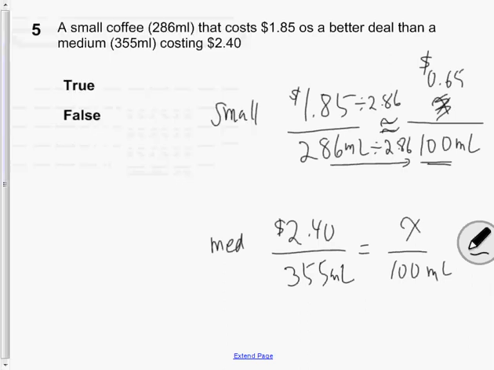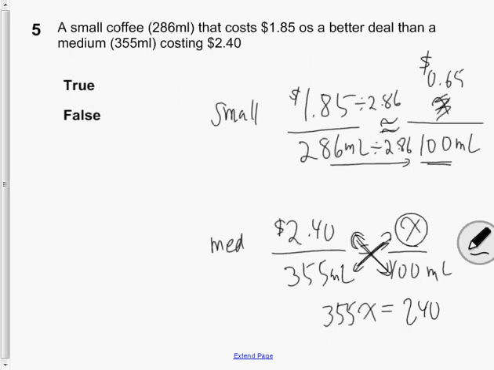Now the second way we could solve it, and the way I like better, is to use this algebraic method, and we can solve proportions using a cross multiplication method. If I consider the unknown part, or the amount of money per 100 milliliters, as x, I can multiply this way, and 355 times x is 355x. When I multiply the other way, I get 240, because 100 times $2.40 is 240.